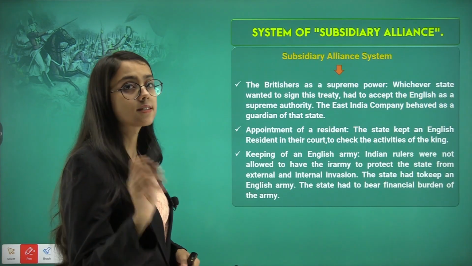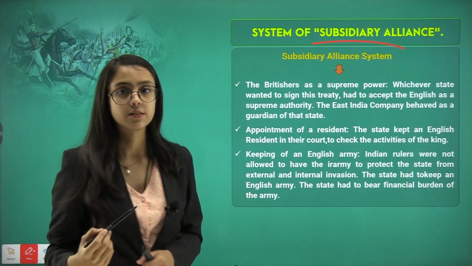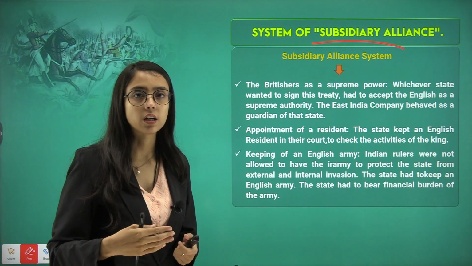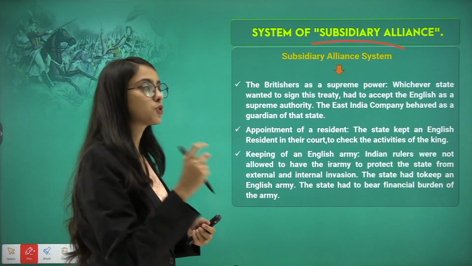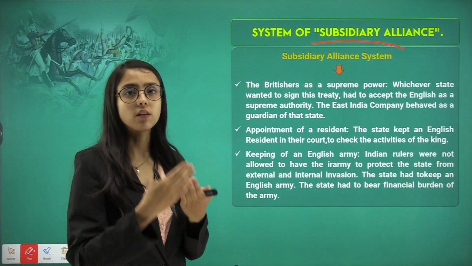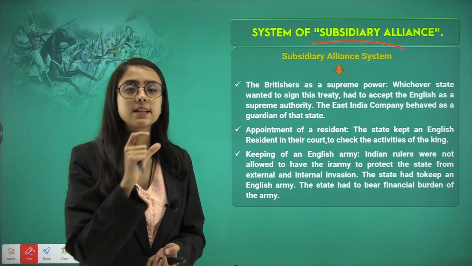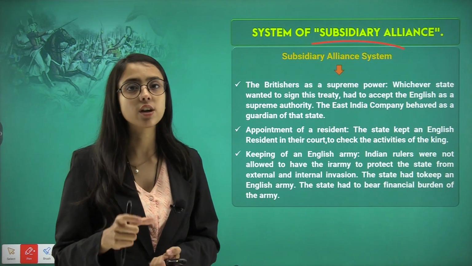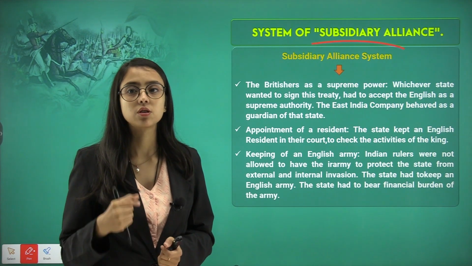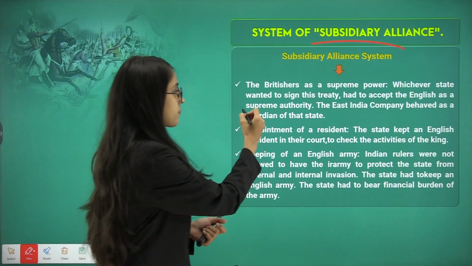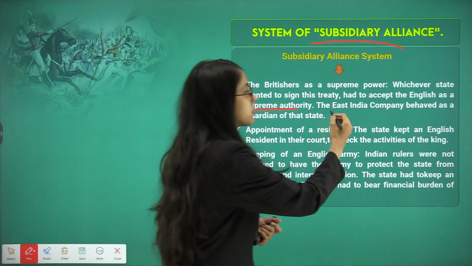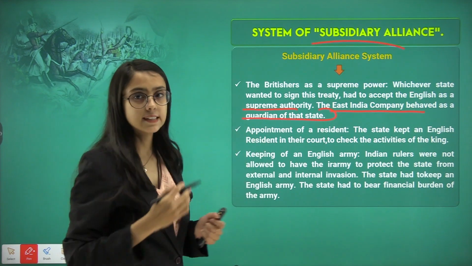Let's have a look at what the system of subsidiary alliance means. So what is a subsidiary alliance? The East India Company, the Britishers, started to demand and talk with different states for a subsidiary alliance. I hope you understand the meaning of alliance. Alliance is the coming together of two powers. So the Britishers established themselves as the supreme power. Whichever state wanted to sign this treaty of subsidiary alliance had to accept the English as the supreme authority. The East India Company would become a guardian of the state.